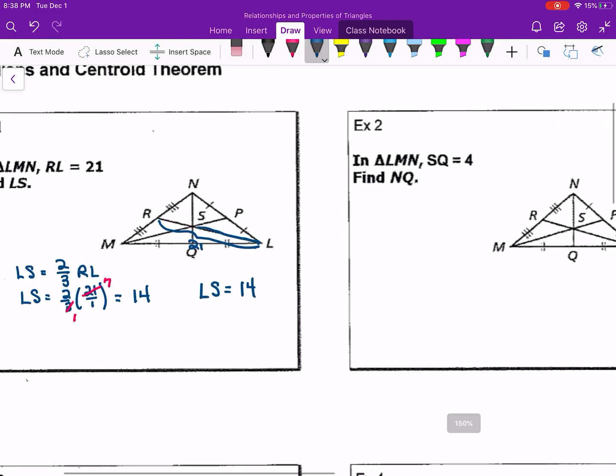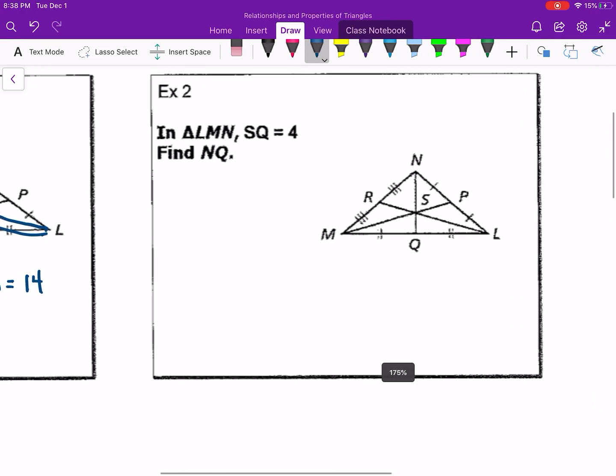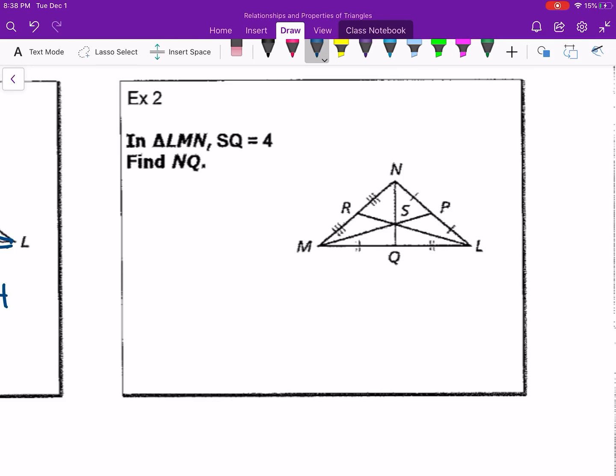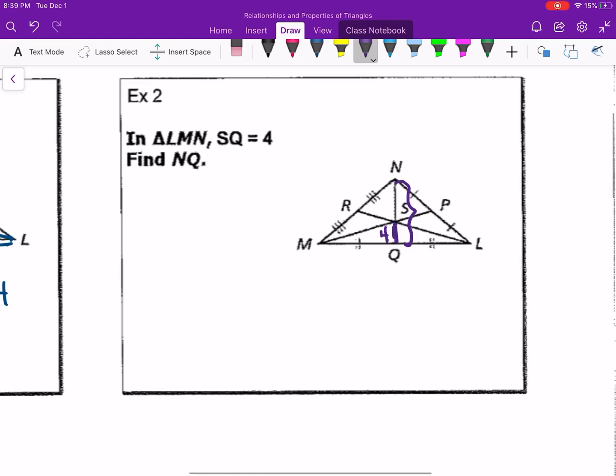All right, example 2. And you can pause the video at any time. I'm not going to spend a long time going through and checking. You can check these to make sure that 1/3 and 2/3 of the distance all the way across does match with the arithmetic. I'm just going to keep working the problems. In example 2, we're given that SQ is 4, and we are asked to find NQ. NQ is the entire median. SQ is the shorter piece of that median, so we'll use the formula for the short piece.